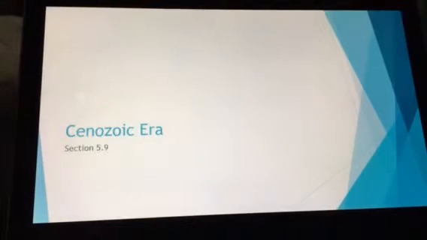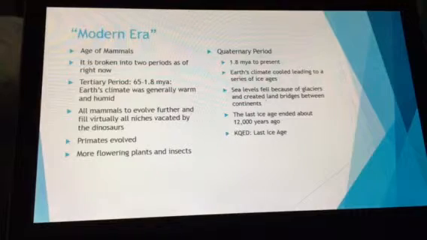Then we go into the modern era, and that's the Cenozoic era. We are currently in the Cenozoic era. The Cenozoic era really has two periods. One is the Tertiary period and the other is the Quaternary. We're currently in the Quaternary period. So, we know this. This is the age of mammals.